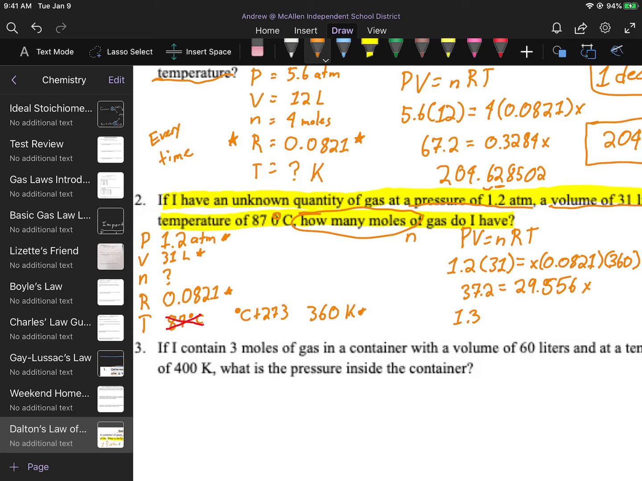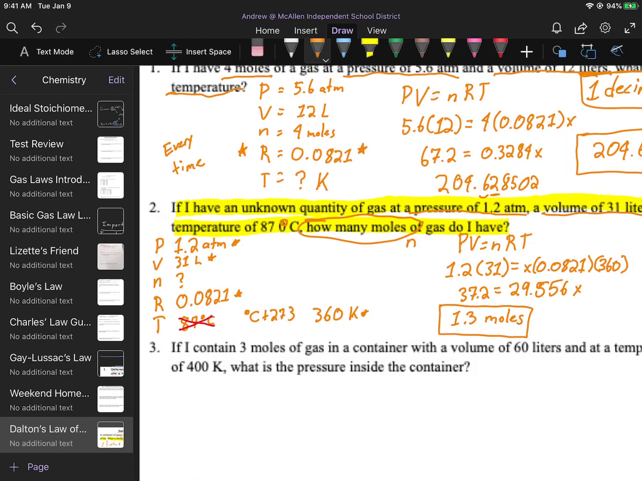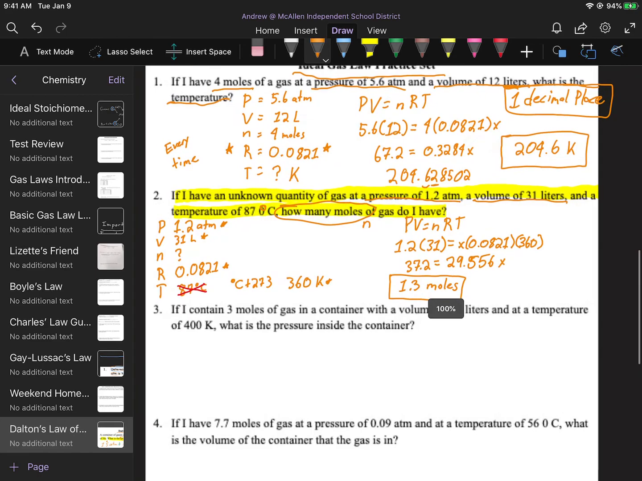That's a number. We don't like naked numbers. We need a unit. Our unit for moles is moles. 1.3 moles. Done. Nice. Okay.